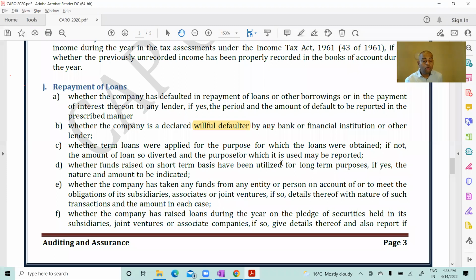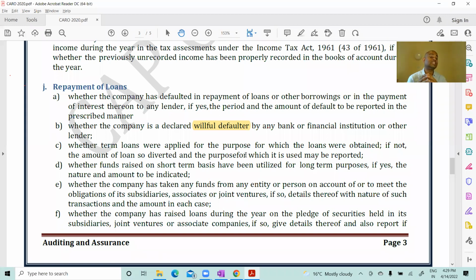So, whether the company is a willful defaulter and declared to be, the stamp is there on the forehead, a tattoo SBI has put on your face: willful defaulter. Who will put this tattoo? Either a bank or a financial institution or any lender. If that happens, shareholders will never come to know.